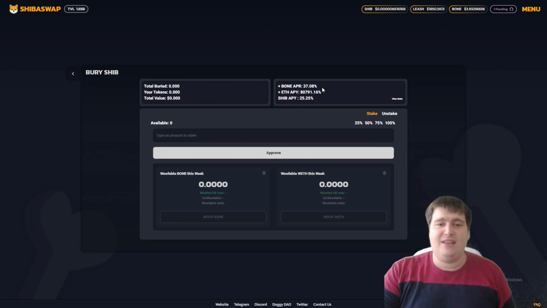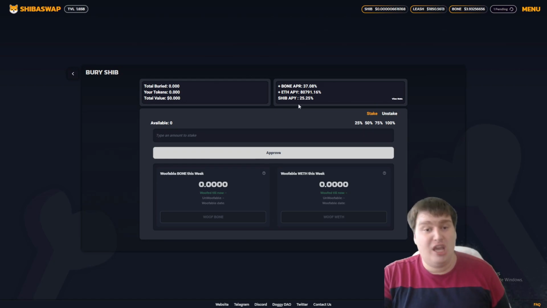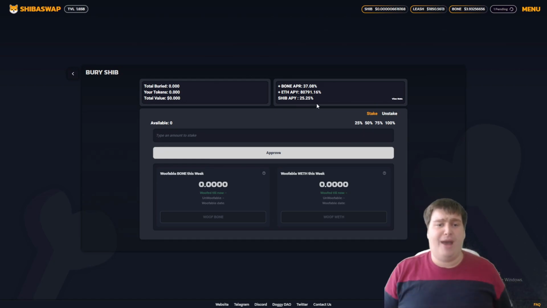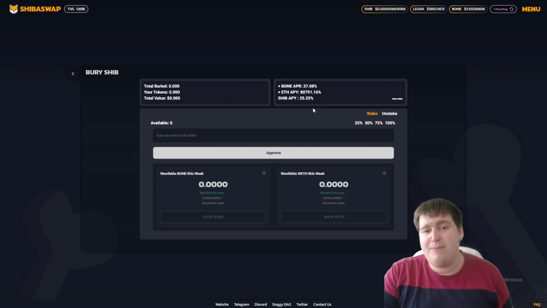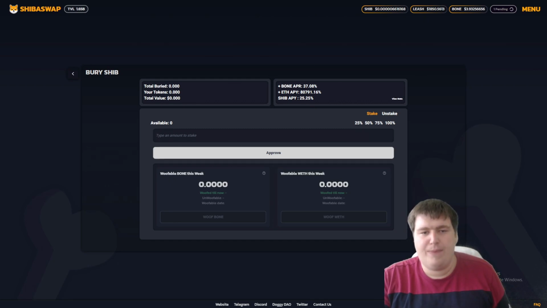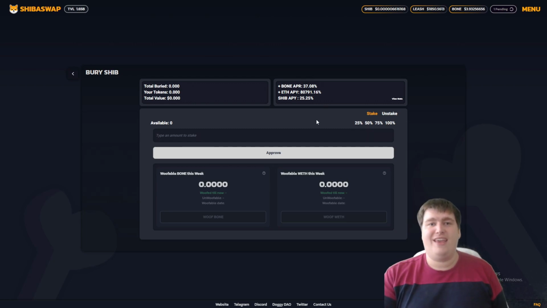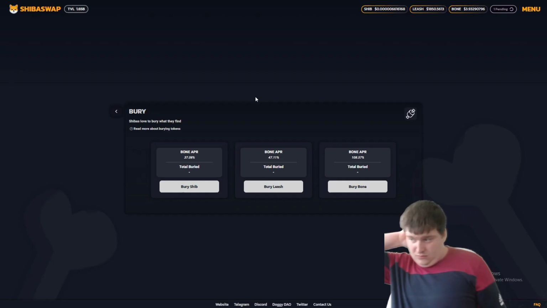And as you can see, the Bone APR is 37.08% if you buried SHIB. The Ethereum rate is 80,000 as of current, which is very, very high. And the current SHIB APY, so the amount of SHIB you would get back from that initial bury that you put in, was 25.25% every single, well, actually this one would be every single week, and then the other two would be on a yearly basis, right? So, or percentage, I don't know actually, hold on.